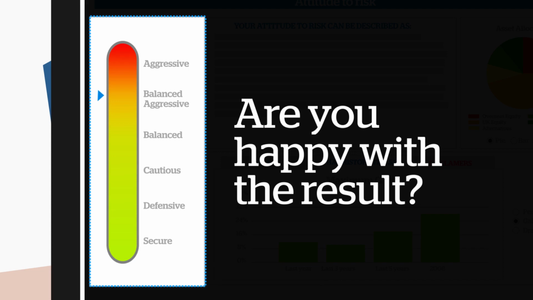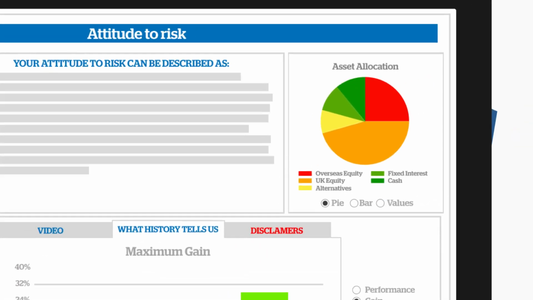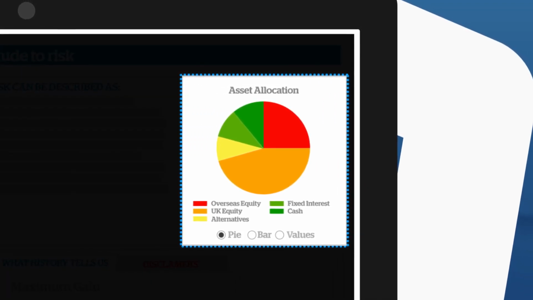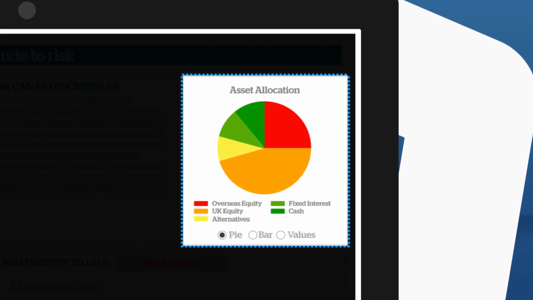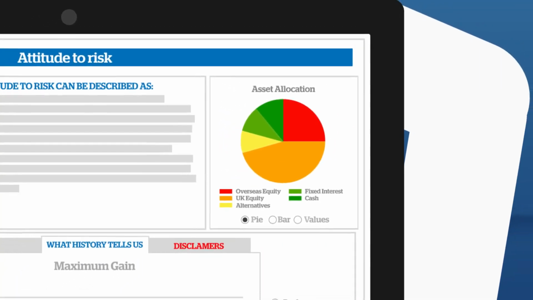Are you happy that your result accurately reflects how you feel about investment risk? Does it sound like you? Now look at the pie chart at the top right of the screen. It gives a broad indication of how your investments will be split by asset class. The proportion of your investment held in different assets will vary according to your risk profile.